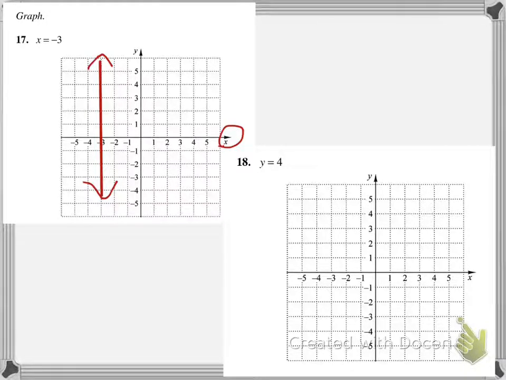Opposite of that, if it's y equals, then it has to cross the y-axis, which means it must be a horizontal line at 4. So again, these are the easiest to graph because there's no work involved. You just have to remember which is which. So if it's y equals, it crosses the y-axis. If it's x equals, it crosses the x-axis. And that's the easiest way to remember the two different types.